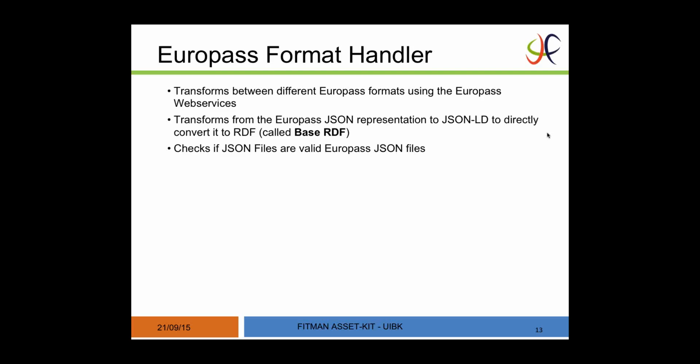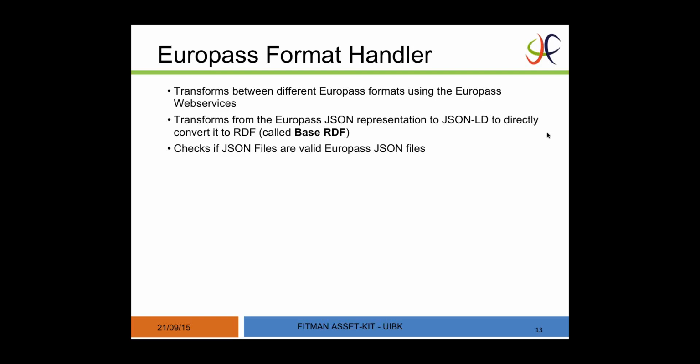So yeah, and to transform JSON format to RDF, like I mentioned, we call it base RDF. We use JSON-LD. JSON-LD, for those who don't know, is basically just an extension to JSON, which uses semantic annotations. JSON-LD is basically like RDF, and it can be transformed easily to RDF. There are many libraries to do this.